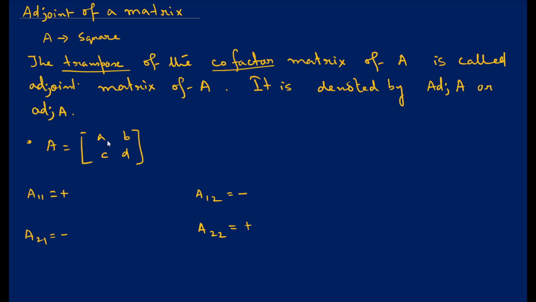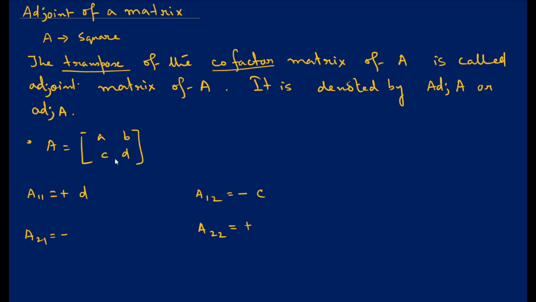Now A11 means the cofactor of the element small a. We delete the first row and first column, because a lies in the first row and first column. After deleting them, we get D. Then A12 means we find the cofactor of the element B. B lies in the first row and second column, so we delete the first row and second column, and we get C.